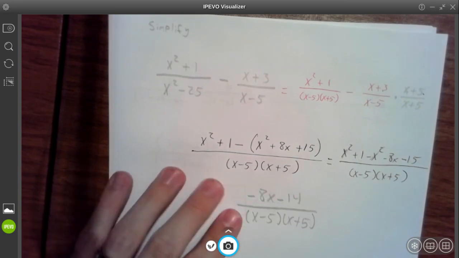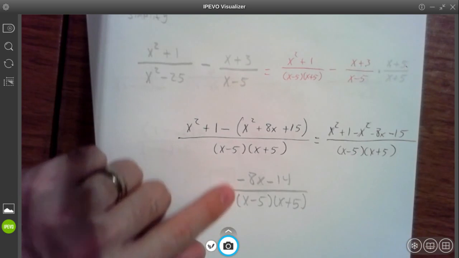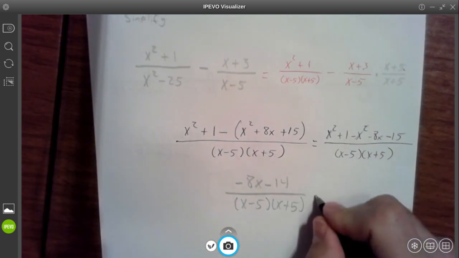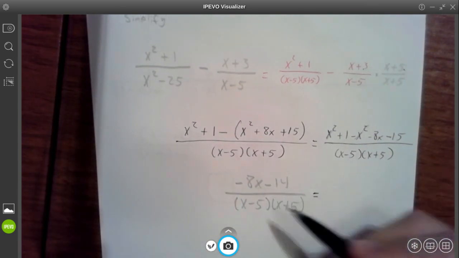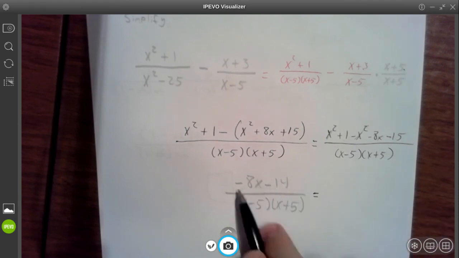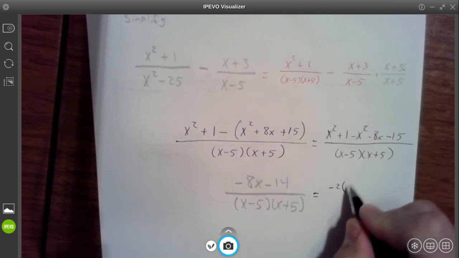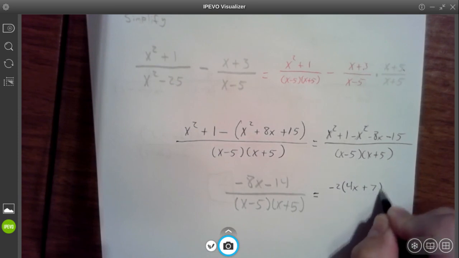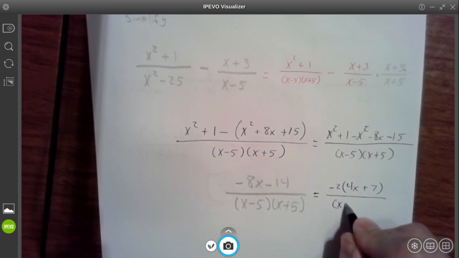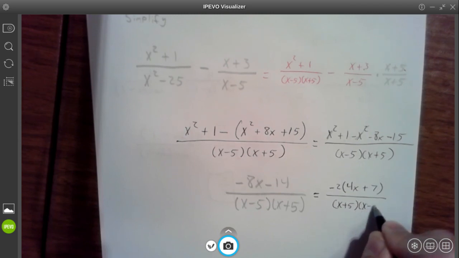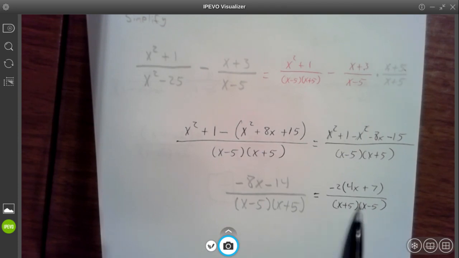So this is our answer. It's not going to simplify any further. You can factor the top. I'll go ahead and do it, but you'll see that there's no common factors. For the top, they have a negative 2 in common. The leading coefficient's negative, so you need to factor out a negative. Negative 2, that would make that a 4x plus 7, over x plus 5, x minus 5. The order doesn't matter. And you see there's no common factors that will simplify with each other. So either one of these is our answer. And that's it.